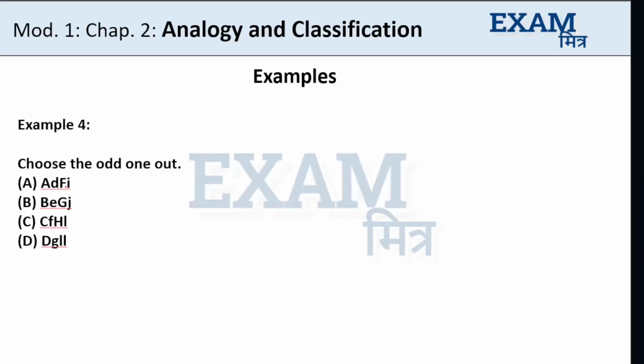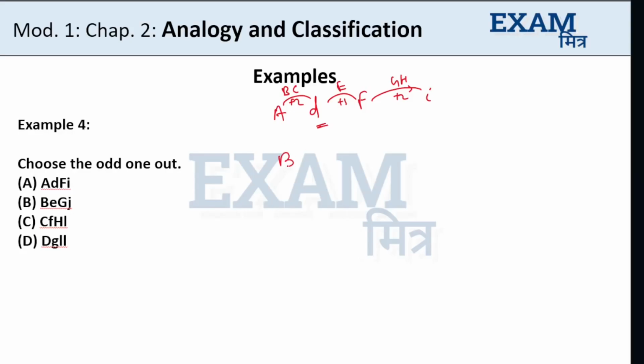Choose the odd one out. How is ADFI? So see A, then D. We are skipping 2, B, C. We are forward skipping 2 letters. And then again we are forward skipping 1 letter. And then again F, then G, H. We are skipping plus 2, that is, we are skipping 2 letters. And one more thing, the second and the fourth letters are small, and the A and F are capital letters. The first and the third letters are capital.